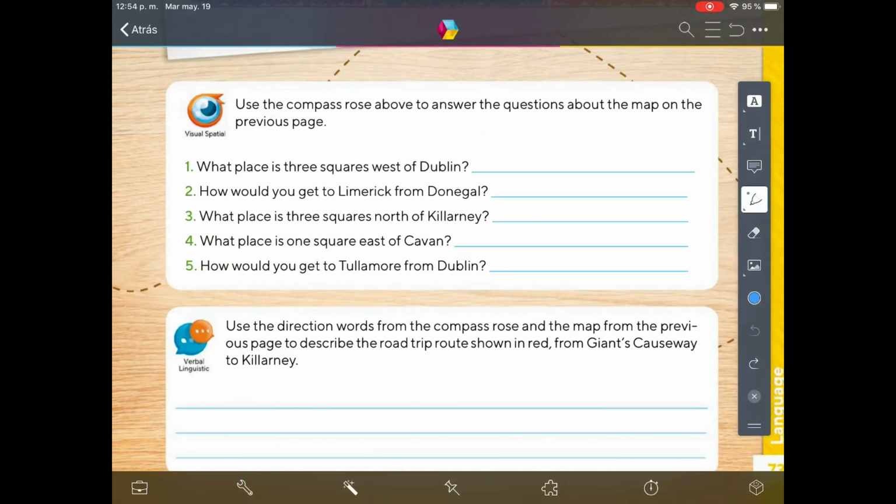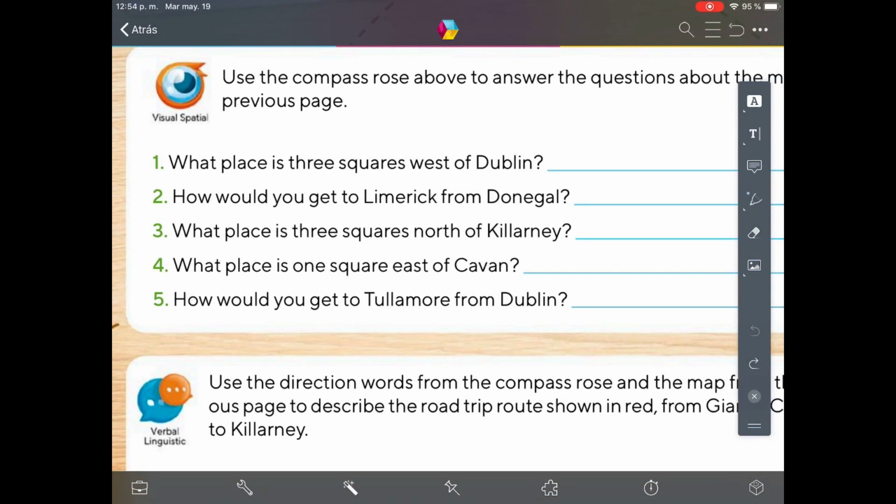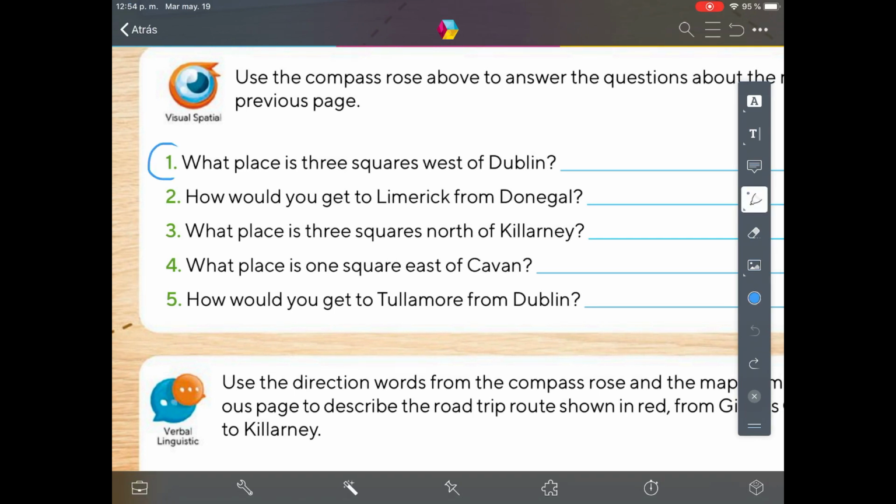Okay, the first activity on page 73. Let's read instructions. Use the compass rose above to answer the questions about the map on the previous page. So we're going to be checking the compass rose and we're going to be checking the map on page 72. Okay, number one, what place is 3 squares west of Dublin? The first thing we have to do is look at the question word. What place? They're using what. We don't know what place is 3 squares west of Dublin. That's what we need to find.